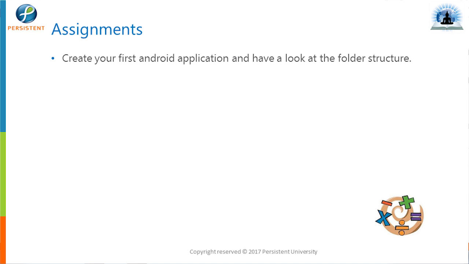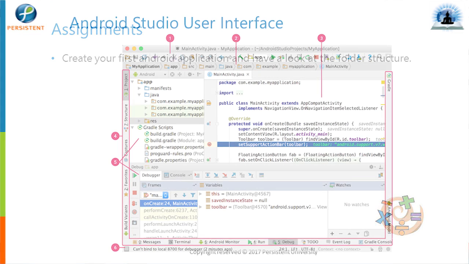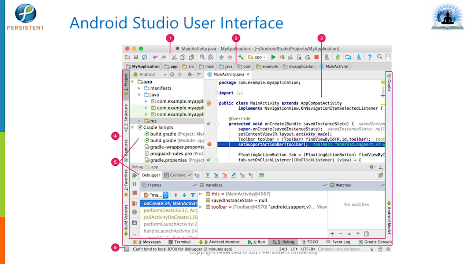The next assignment for today is to create your first Android application and have a look at the folder structure. Now that we have created our first application, let us look at the Android Studio user interface. There are various controls present in Android Studio. The first is the Toolbar. Toolbar lets you carry out a wide range of actions including running your application and launching Android tools. Navigation bar helps you navigate through your project and open files for editing. It provides a more compact view of the structure visible in the project view.